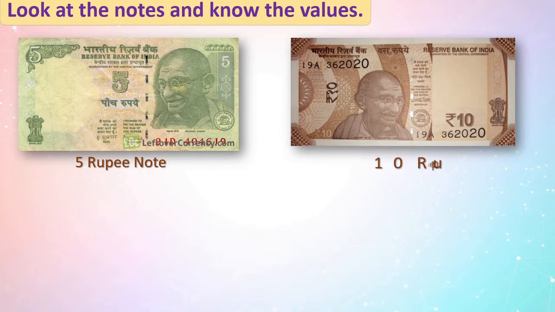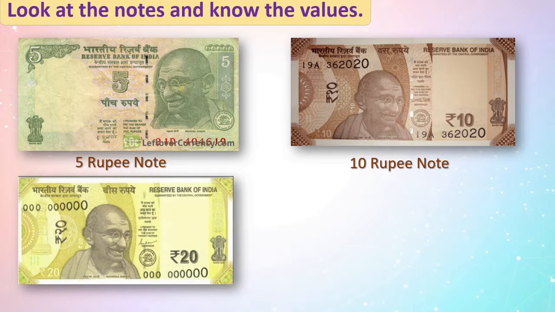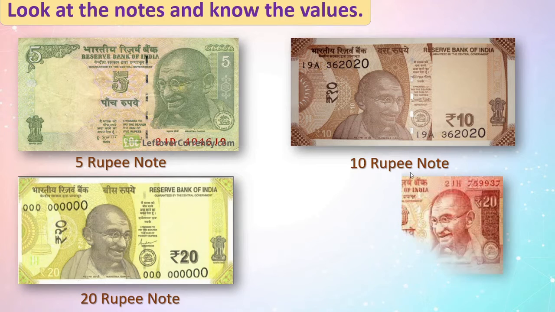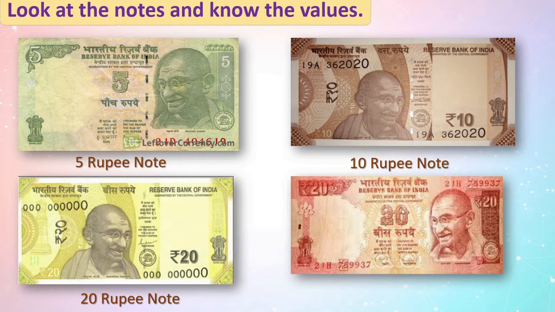This is a 10 rupee note. This is a 20 rupee note. You can see 20 is written here. So the value is 20 rupees. And here you can see 10, right? So the value of this note is 10 rupees. Okay. See, this is 20 rupees, one more note, right?